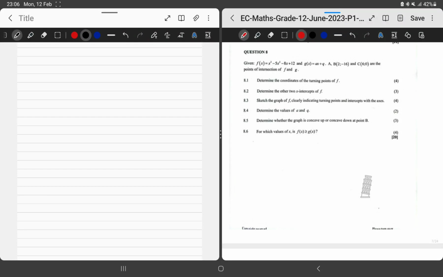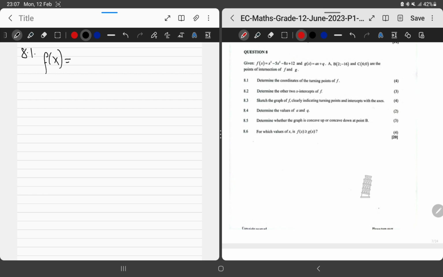Question from the Eastern Cape, June 2023. Question 8. We are given f(x) and g(x). They tell us that A, B, C are the points of intersection of f and g. 8.1. Determine the coordinates of the turning points of f.